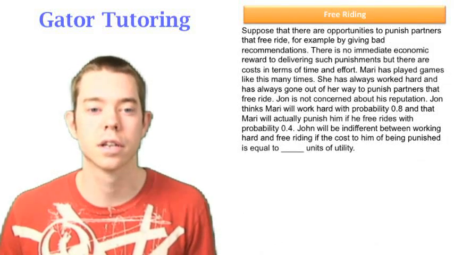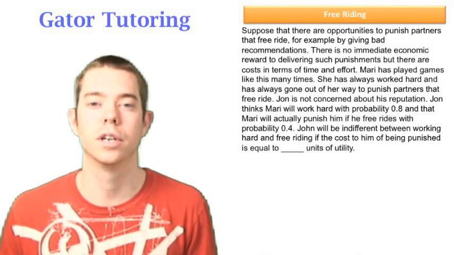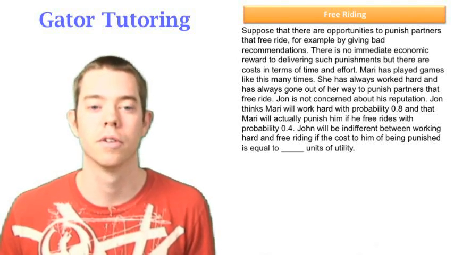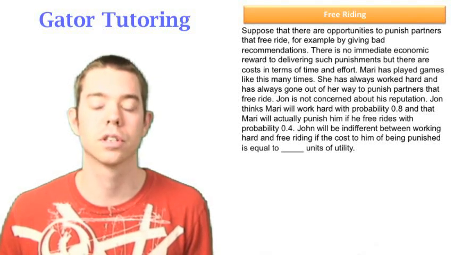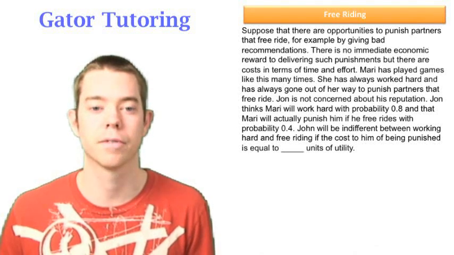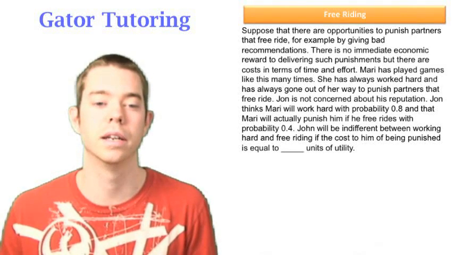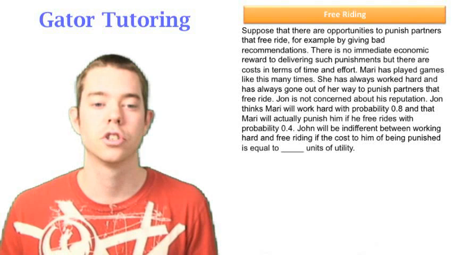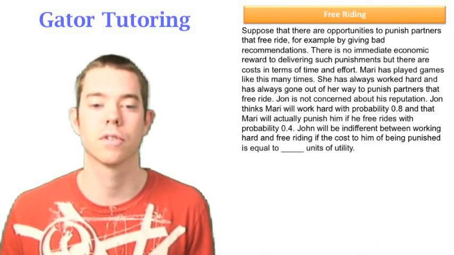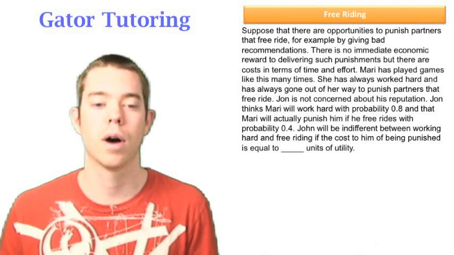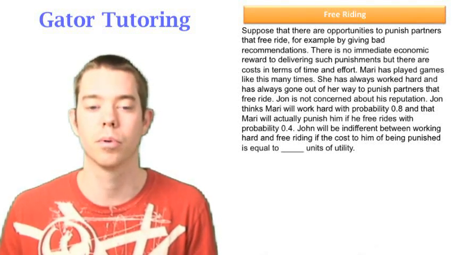The next question says, suppose that there are opportunities to punish partners that free ride, for example by giving bad recommendations. There is no immediate economic reward to delivering such punishments. However, it does cost you something in terms of time and effort. It says that Mary has played games like this many times. She always works hard, and she always has gone out of her way to punish partners that free ride. John is not concerned about his reputation. John believes that Mary will work hard with probability 0.8 and will actually punish him if he free rides with probability 0.4.